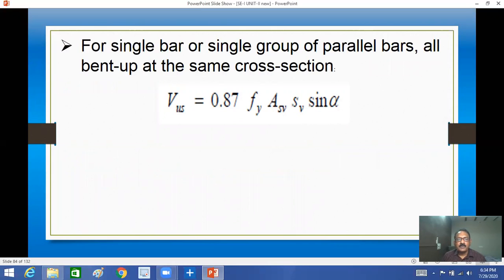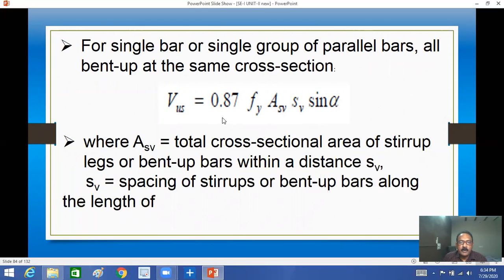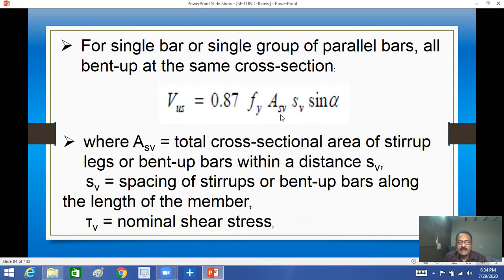See, for single or parallel bent-up bars, the formula is Vus equal to 0.87 Fy Asv into sin alpha. Okay, this is due to your longitudinal bars, bent-up bars, the shear to be taken by the longitudinal reinforcement. This way you have to calculate.